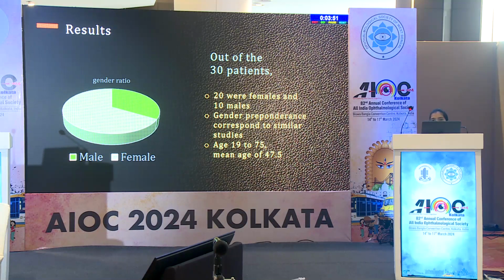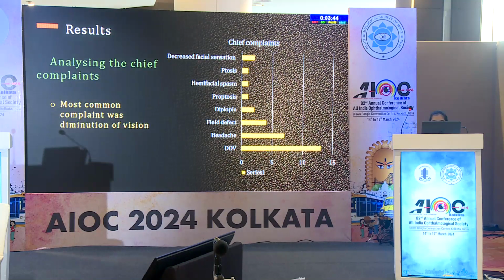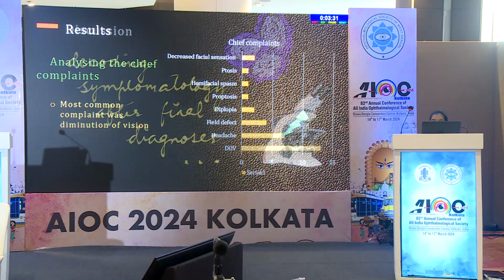On coming to result, out of 30 patients, 20 were female, and mean age of our study population was 47.5. On analyzing the result, most common presenting complaint was diminution of vision, followed by headache, field defect and diplopia. And headache was the most common neurologic symptom presented in 23% of individuals.